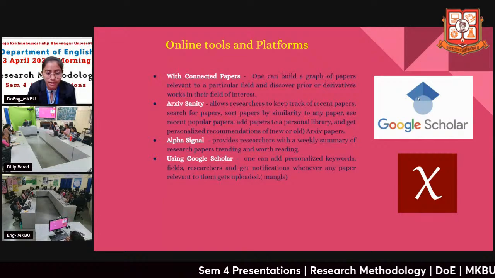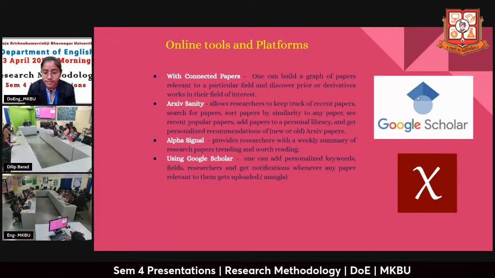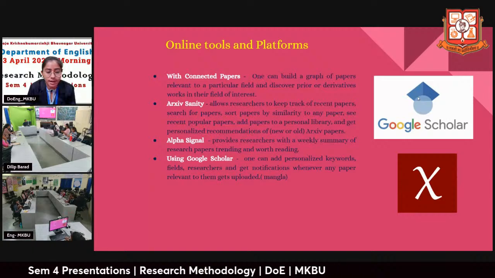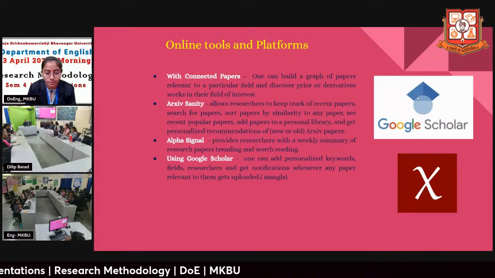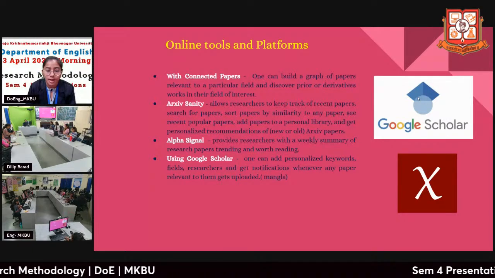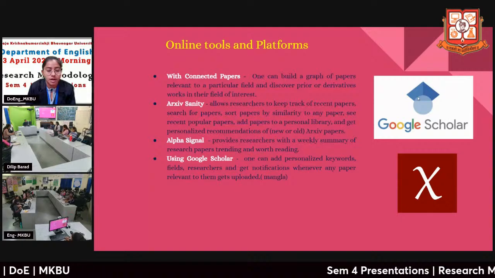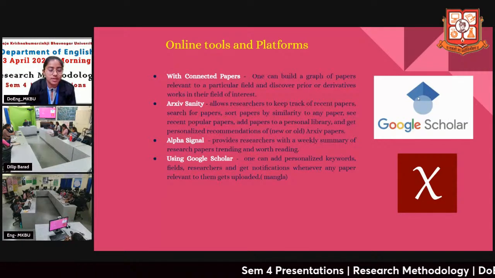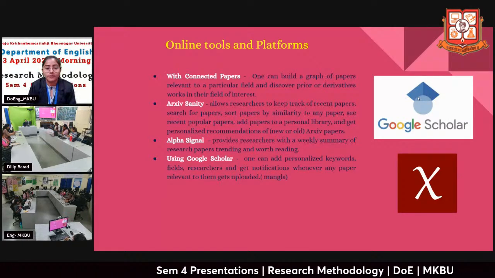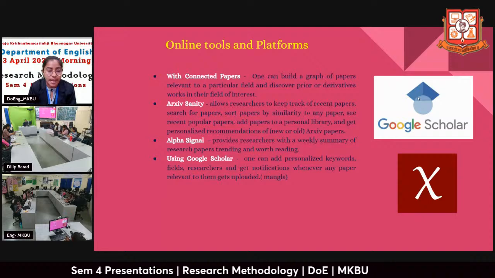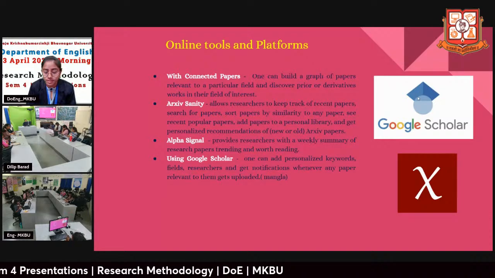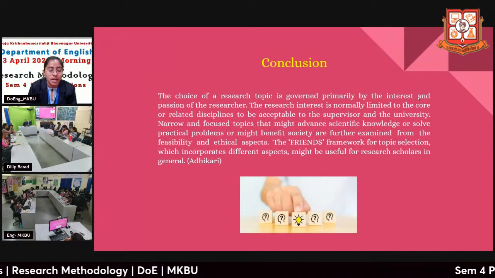In Google Scholar, one can add personalized keywords and field researchers, and get notifications whenever a paper relevant to them gets uploaded. So these are some online tools and platforms which are important for selecting a topic for research.